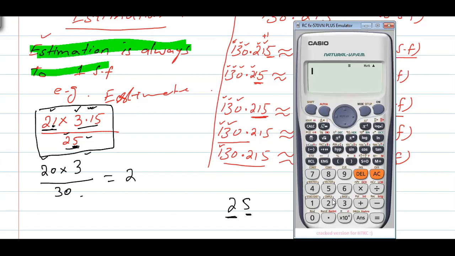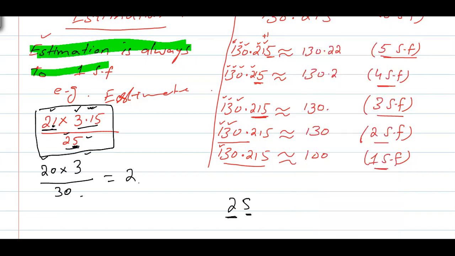Okay, let's verify. 21 into 3.15 and then divided by 25. Look, it's 2.646, almost very near. So this is estimation. Whenever you have been asked to estimate any given value, round every single number to one significant figure and then calculate. That will be your estimation.